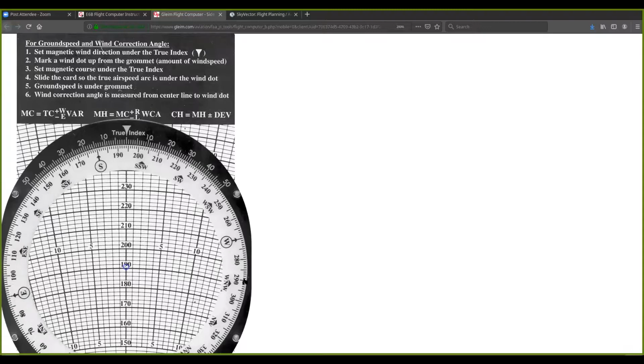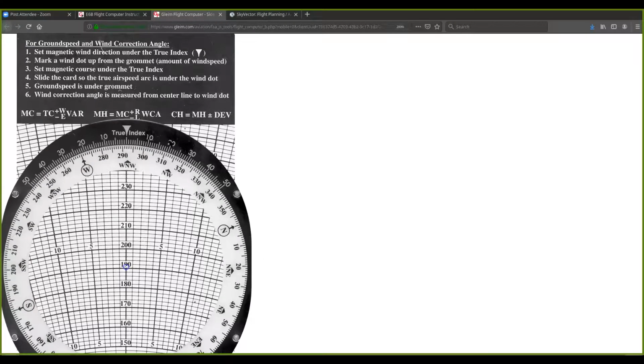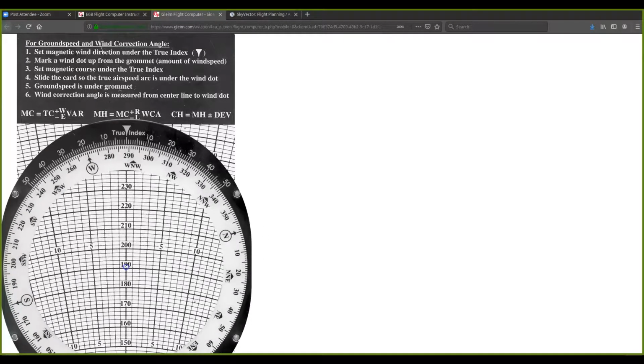The example is wind is 290 at 18. So let me write that down on the board so I can see it. Magnetic wind direction and true index. So I'm going to spin my compass card here until I'm reading 290 under that triangle. Everyone see that?